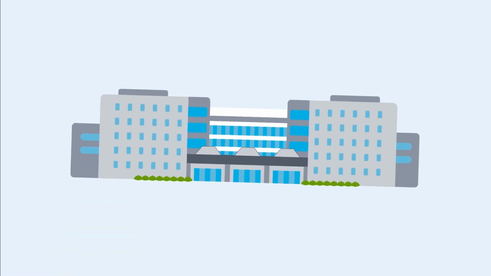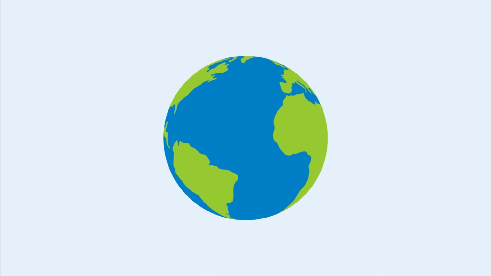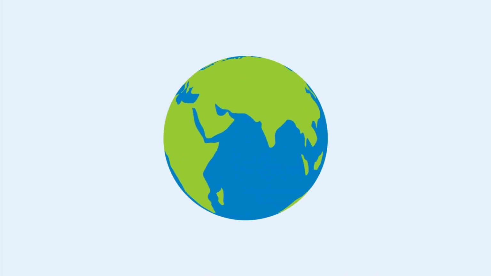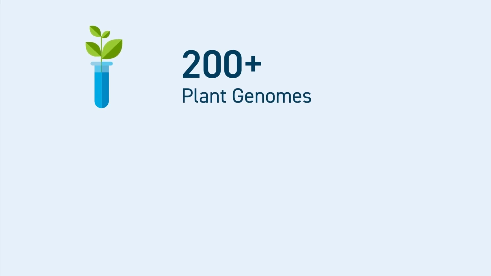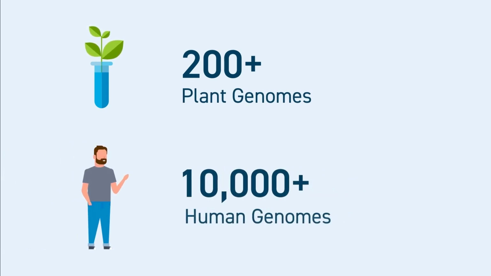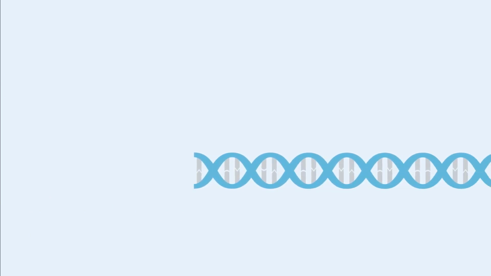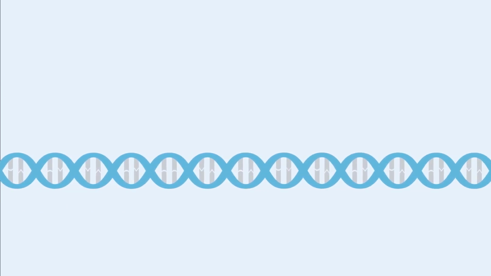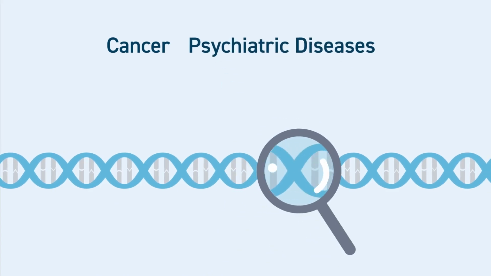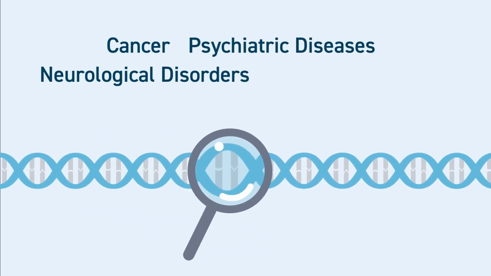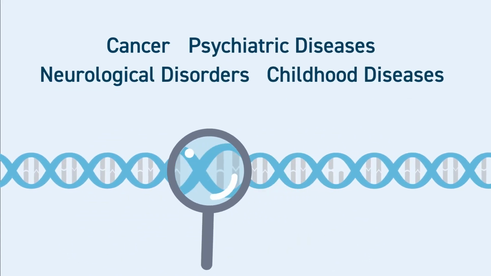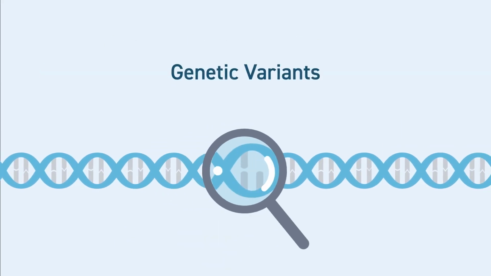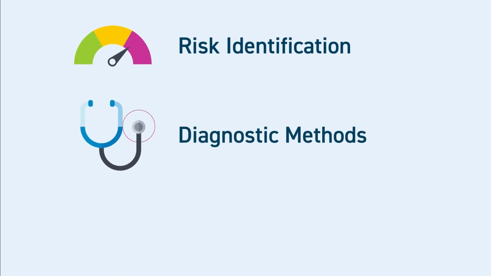Scientists at HudsonAlpha are some of the best in the world at sequencing, analyzing, and interpreting genomes, having sequenced more than 200 novel plant reference genomes and tens of thousands of human genomes. They apply genomic technology to uncover the genetic causes of various diseases, including cancer, psychiatric diseases, neurological disorders, and childhood diseases. Identifying disease-causing genetic variants leads to breakthroughs in risk identification, diagnostic methods, and treatments.